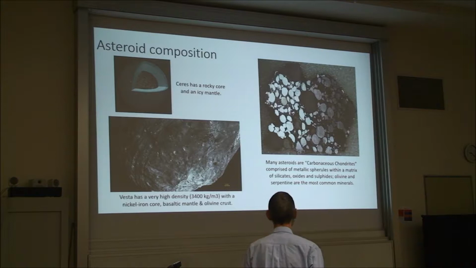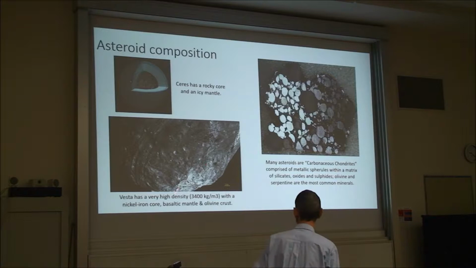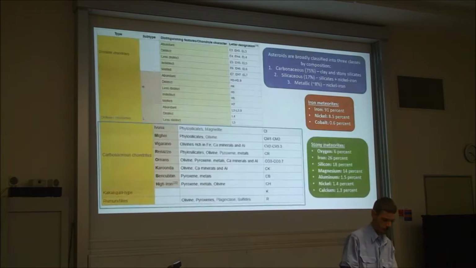Very well done. Okay, so there's Vesta. These are the ridges along its length. It's suspected that it's undergone some kind of tidal effects during its formation. From meteorites, if we cut into them, we often find that they have quite an interesting structure. They have these spherules, or chondrules as they're called, which are typically nickel iron metallic chondrules in a matrix of silicates, oxides, and sulfides, olivine in serpentine being the most common.